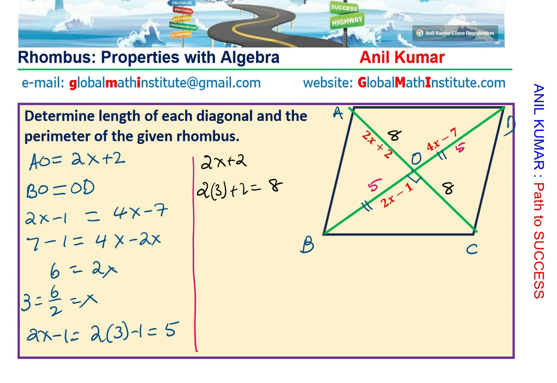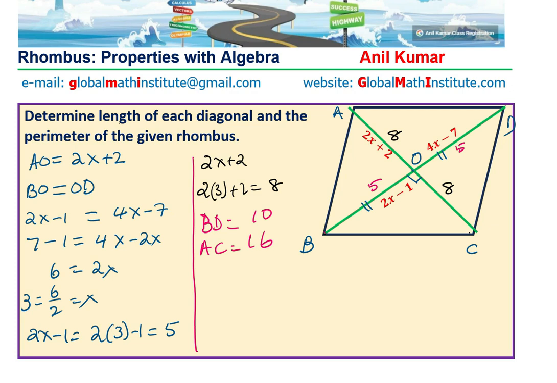Correct. We need to find what BC is, since we need to determine the length of each diagonal and the perimeter of the rhombus. So the length of each diagonal is easy to find. We can now say what is the length of diagonal BD, right? So BD is equal to twice BO. So BD, as we said, was 5 plus 5, 10. The other one, AC, is 8 plus 8, which is 16. So these lengths are known to us.